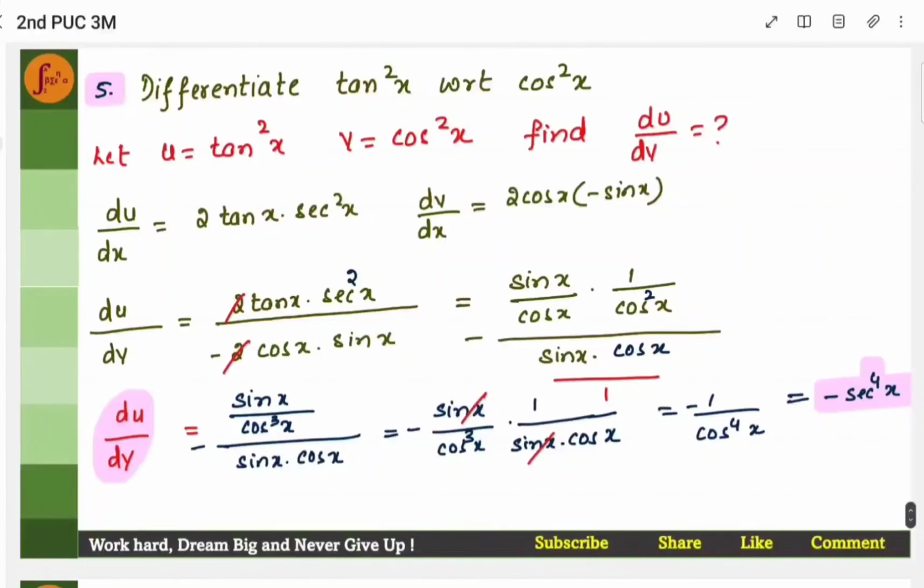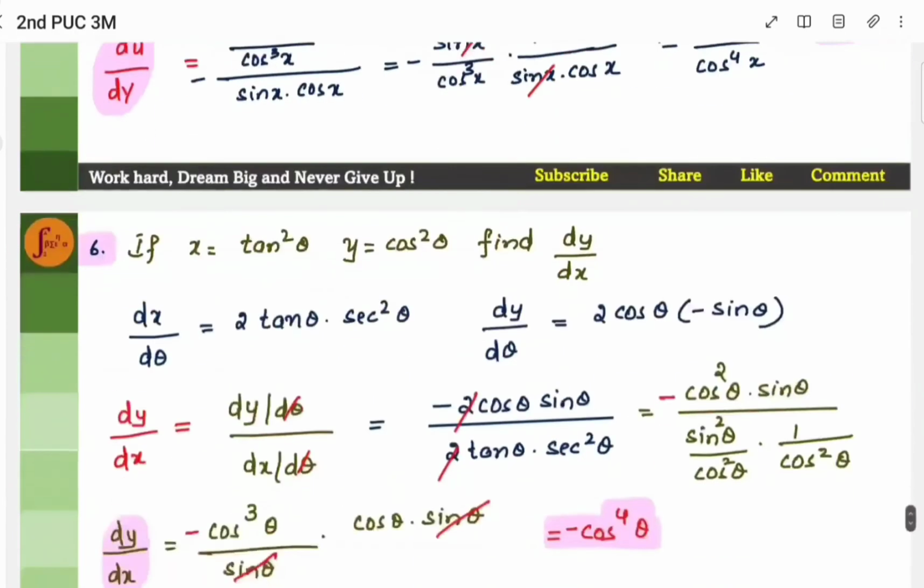Next one, differentiate tan square x with respect to cos square x. Again, assume that u is tan square x and v is cos square x. You have to find du by dv. That is, this should be the numerator function and this should be the denominator function because it's with respect to cos square x. With respect to cos square x means this is the denominator, and the denominator is v, so dv. Differentiate the u function and the v function, divide, and you will get the answer.